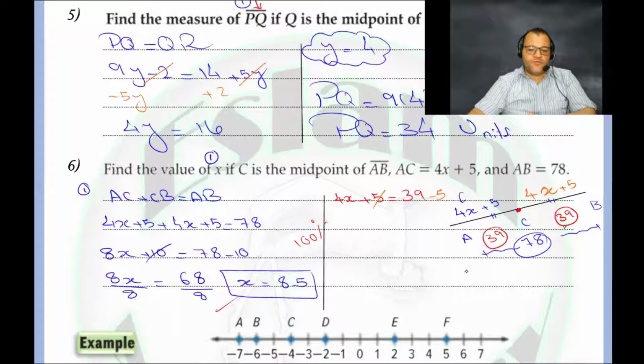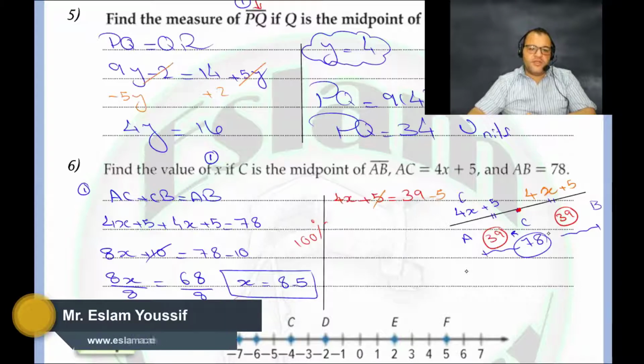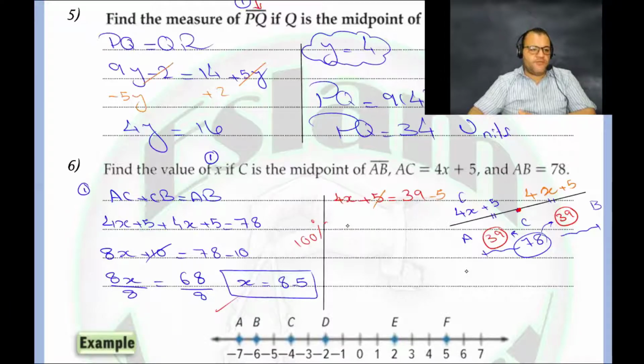half the length also of AB. So half of 78 is 39, and this part also will be 39. So 4x plus 5 is equal to 39. By subtracting 5, 4x is equal to 34, divided by 4, so x is 8.5. That's another way. This one is 100% right.